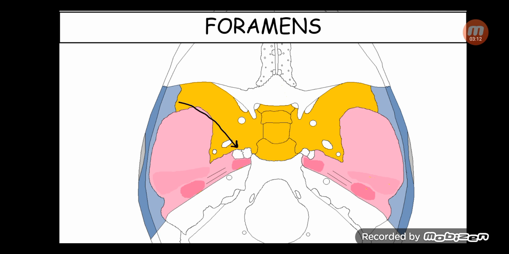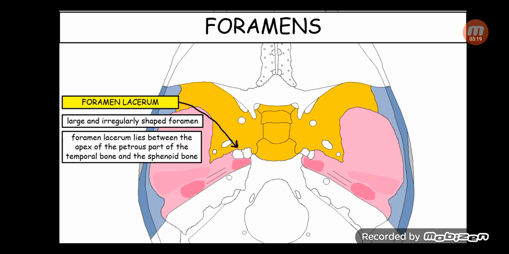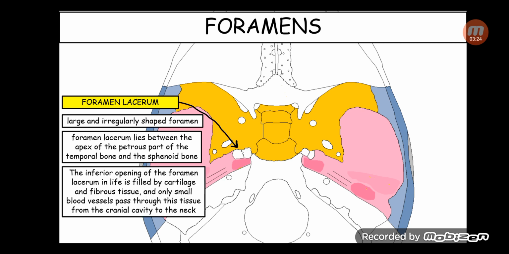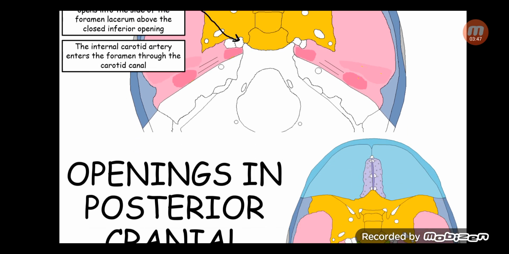The sixth opening we have in the middle cranial cavity is the foramen lacerum, a large and irregularly shaped foramen. The foramen lacerum lies below the apex of the petrous part of the temporal bone and the sphenoid bone. The inferior opening of the foramen lacerum is filled by cartilage and fibrous tissue, and only small blood vessels pass through the tissue from the cranial cavity to the neck. Then the seventh opening we have in the middle cranial cavity is the carotid canal, which opens in the side of the foramen lacerum above the closed inferior opening. The internal carotid artery enters the foramen through the carotid canal.